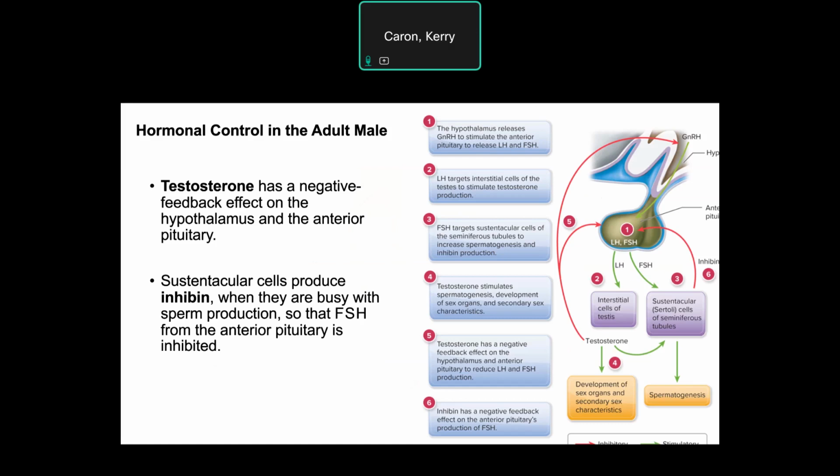Then inhibin is going to tell the anterior pituitary, okay, that's enough. We've got enough of this action happening, and it's going to tell it to shut off, which is also going to tell the hypothalamus you can stop stimulating the anterior pituitary. So inhibin is kind of the shut-off valve.